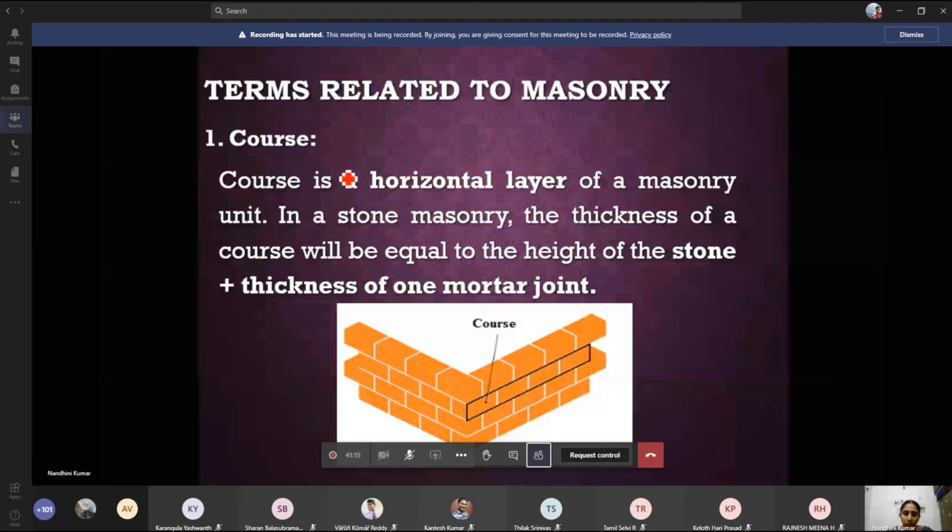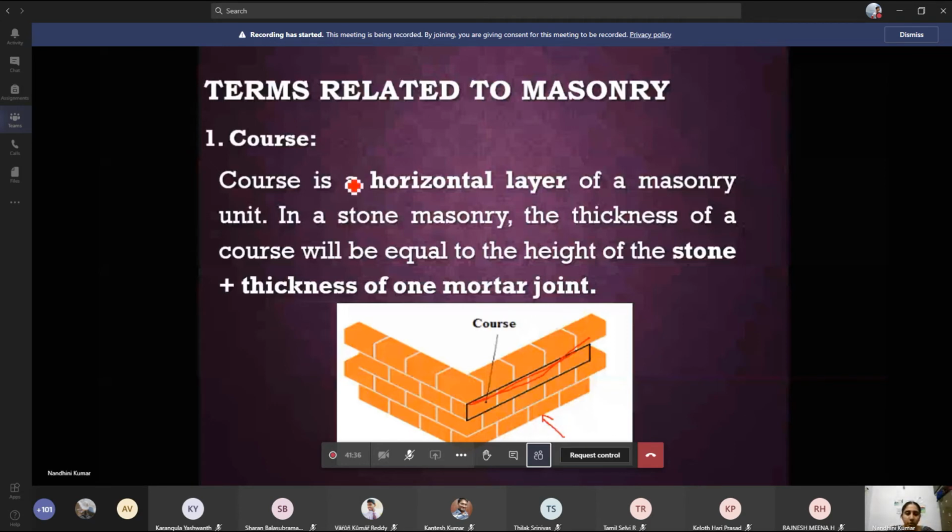This is called course. What is called course? The horizontal layer. Don't tell me that is inclined. Just focus from this view. You have a series of bricks arranged in this layer. This horizontal layer of masonry unit is called course.